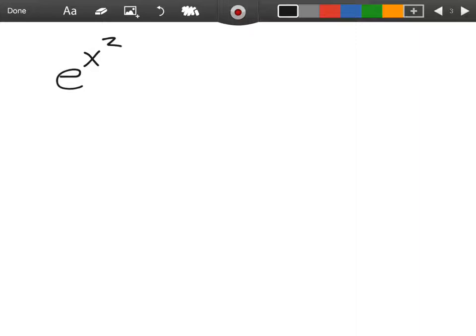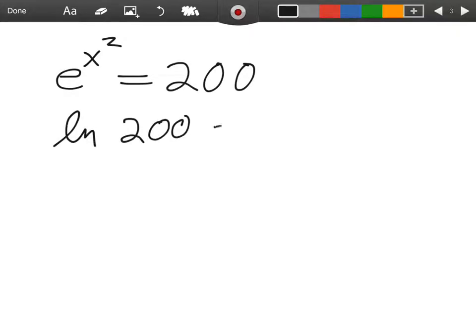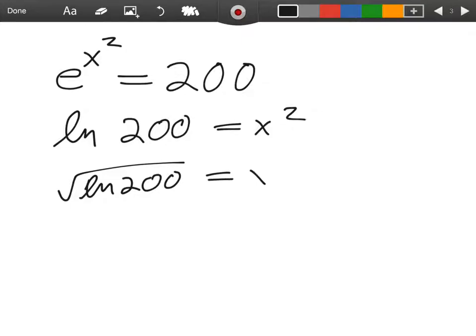So let's say I have something like this. e to the x squared equals 200. If I convert it to log form, it's going to be natural log of 200 equals x squared. So to solve for x, I'll square root both sides. So x is approximately 2.302.